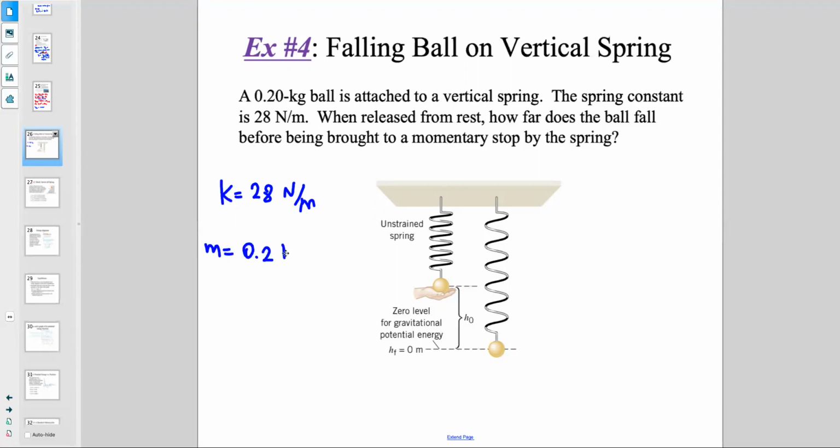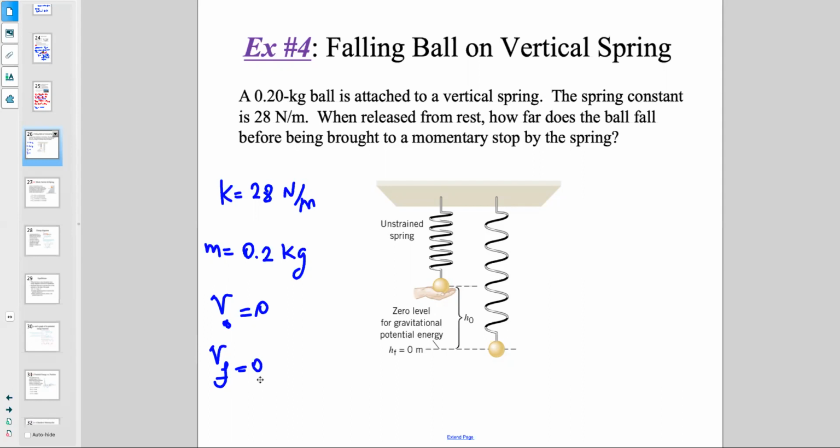When released from rest, the initial velocity is zero. How far does the ball fall before being momentarily stopped by the spring? It means when it gets all the way down here, the spring is completely out of its original shape. So in other words, the final velocity is also zero.